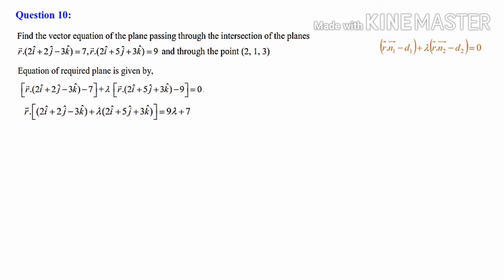Then here there is a minus 7 balance. This minus 7 will come to the right side as plus 7. And here there is minus 9 into lambda, that is minus 9 lambda. That will come to the right side as plus 9 lambda.